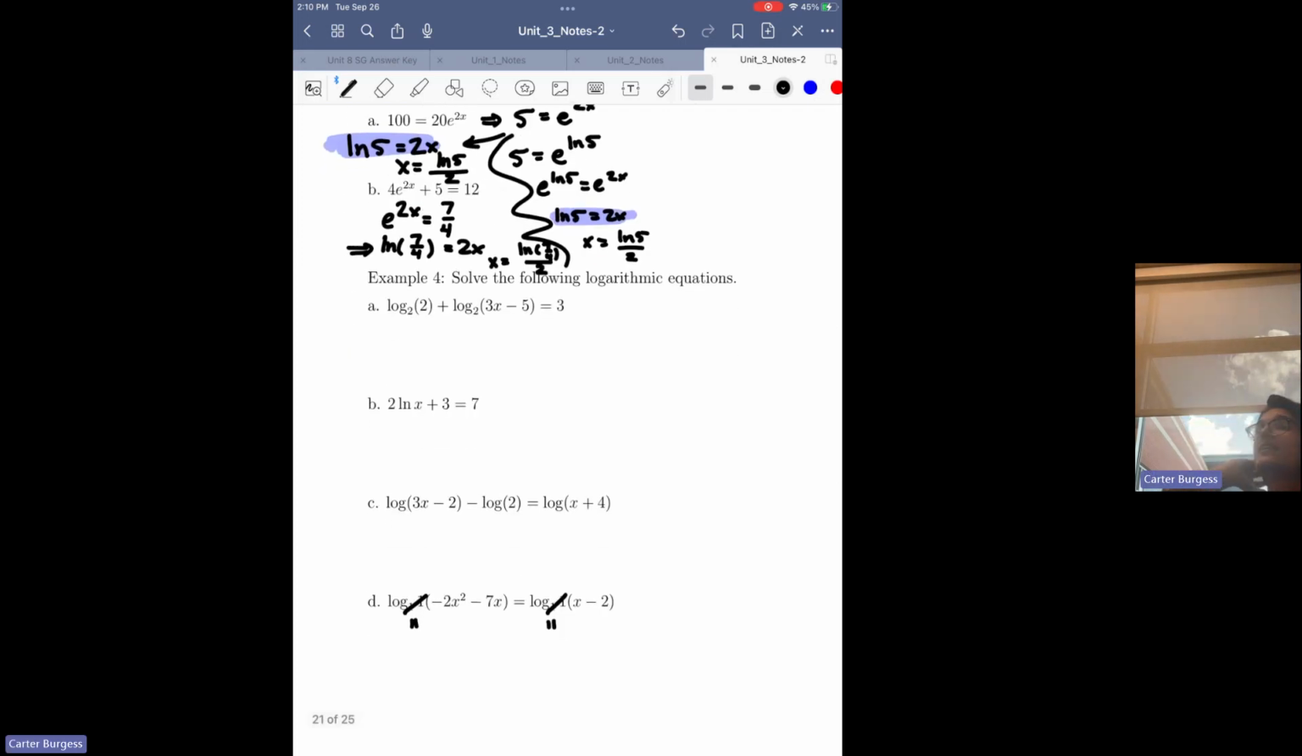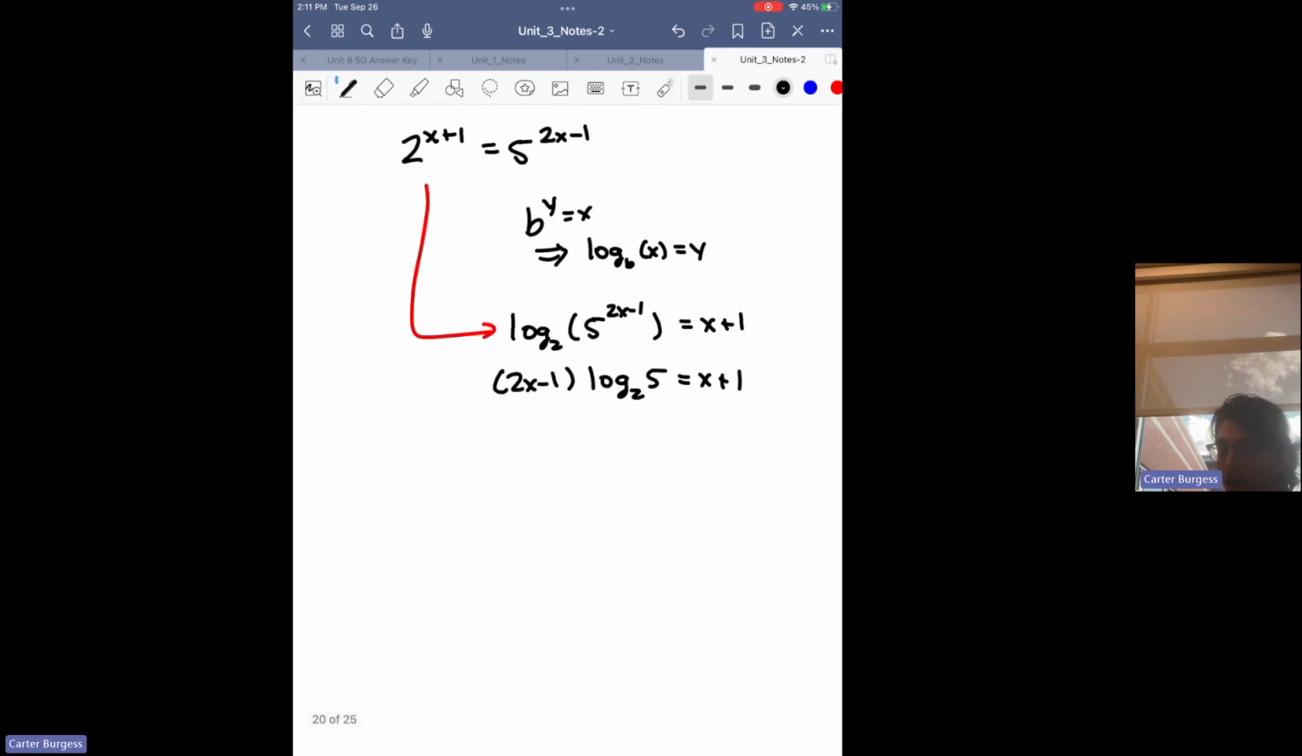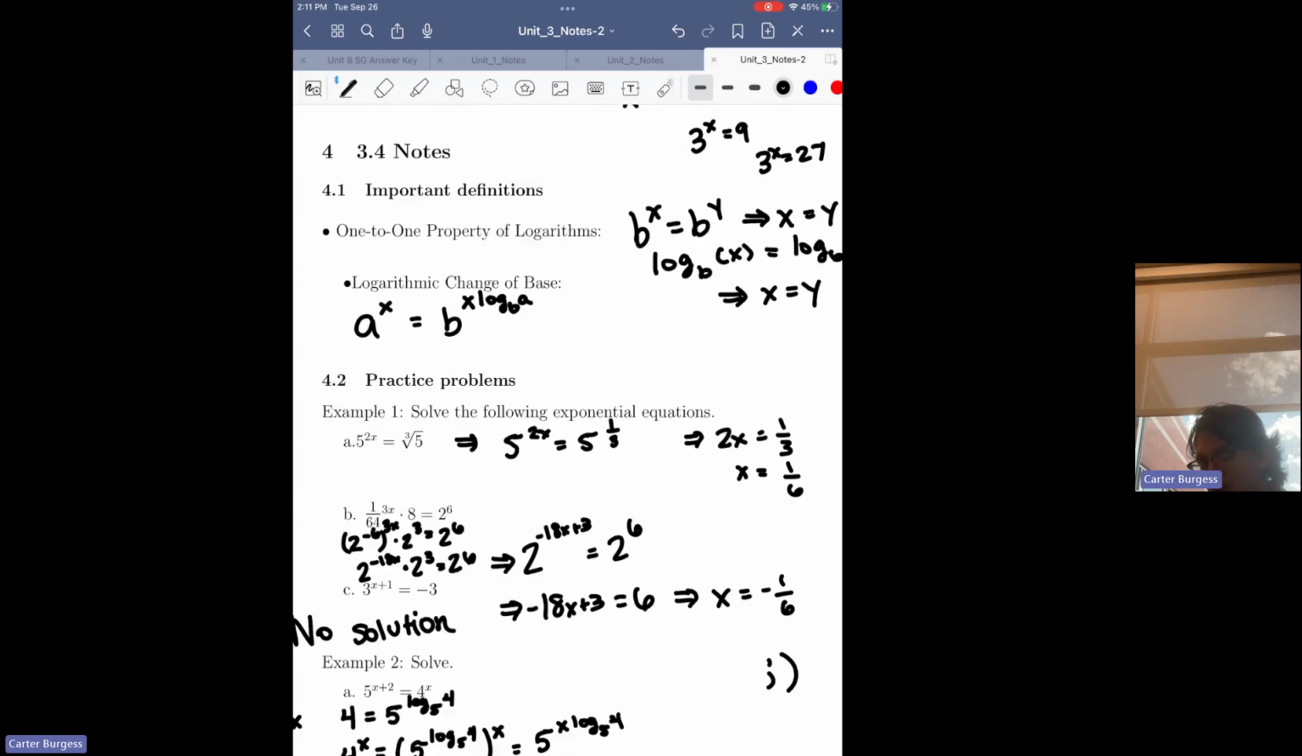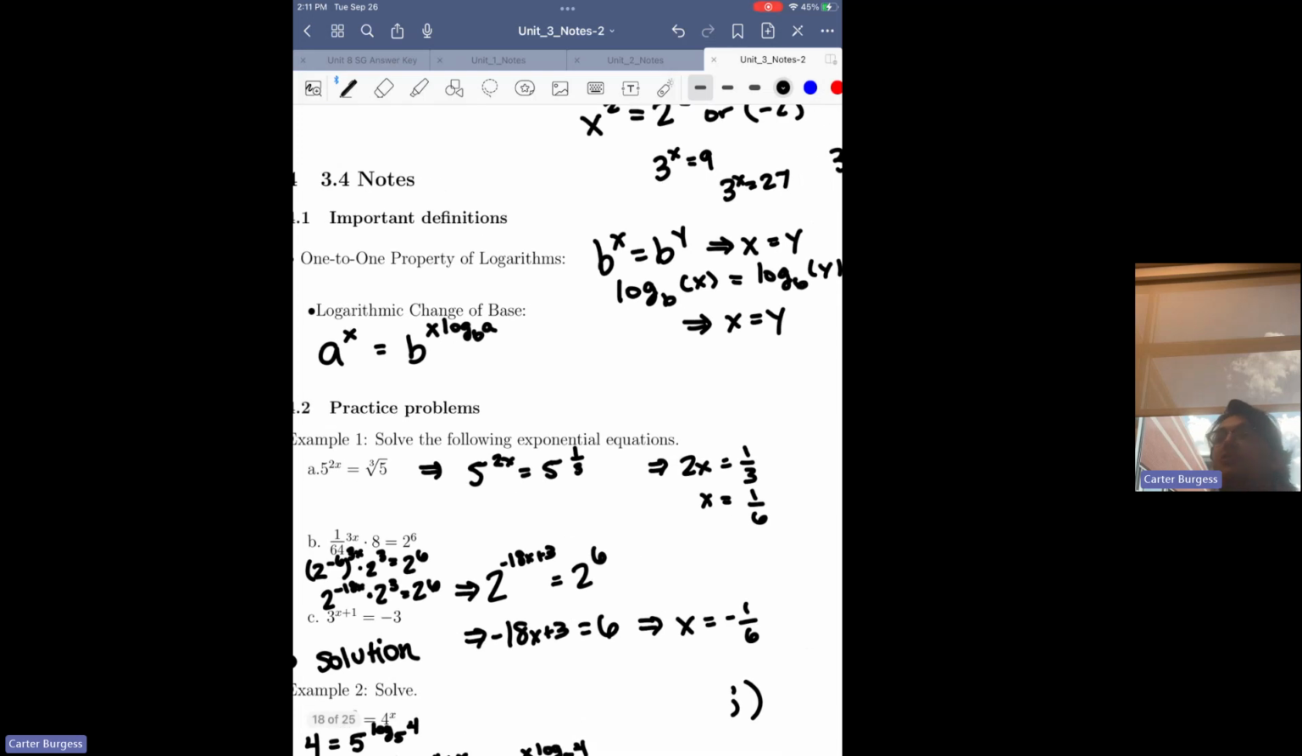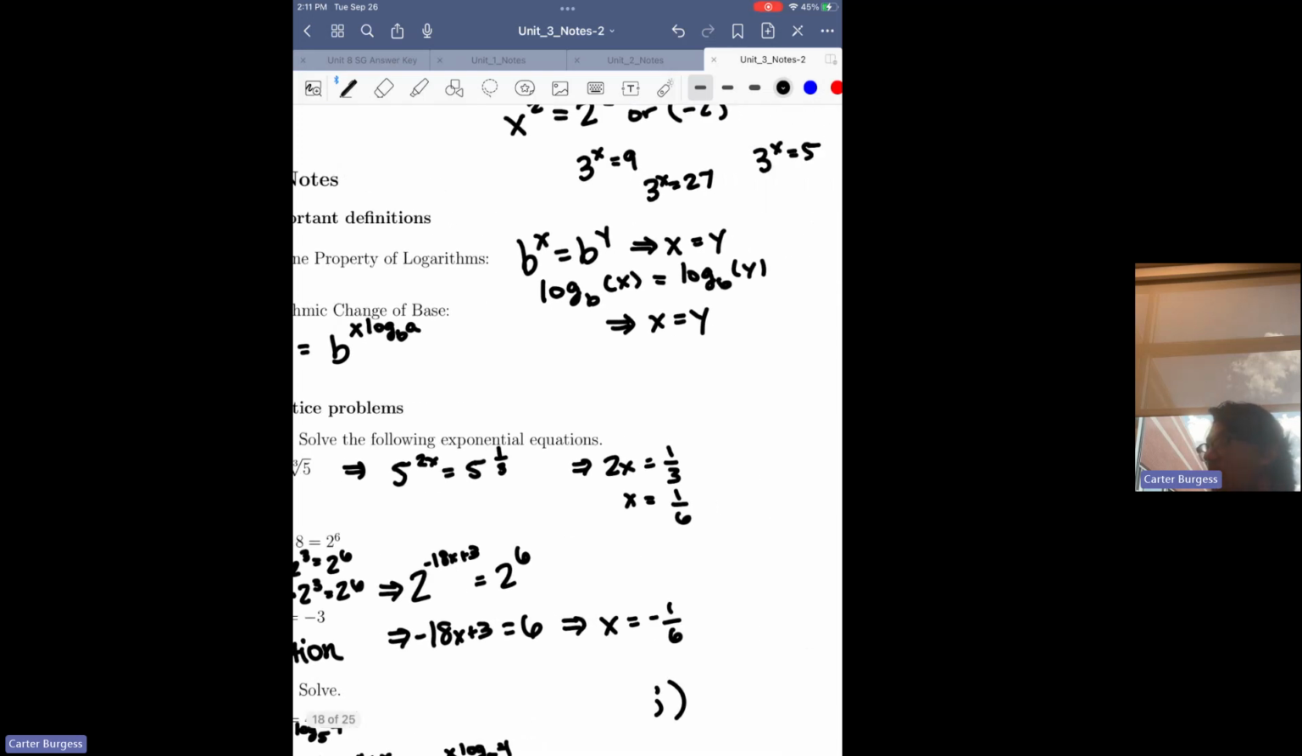So let's take a look here at example 4. Up until here, we have been looking at exponential equations, solving exponential equations. The exact same logic that we used for exponential equations will also apply to logarithmic expressions or equations. So in particular, when we were talking about the one-to-one property, we talked about how b to the x equals b to the y implies that the powers are equal to each other.